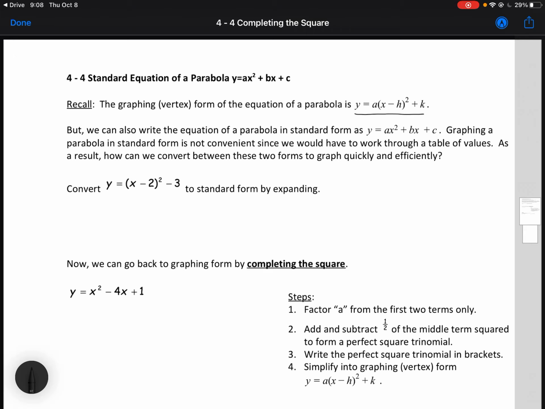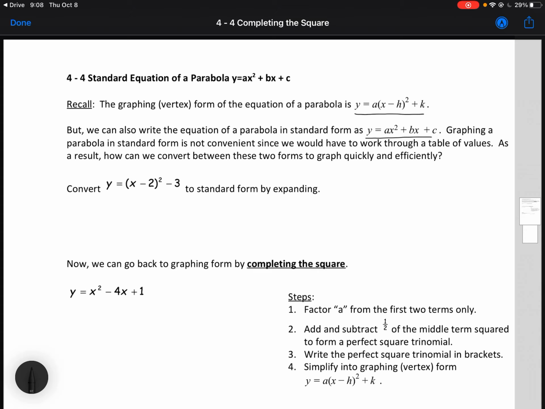Just like an equation of a line, we can also write the equation of a parabola in standard form, but it's not very convenient when we have the equation because we'd have to go through a table of values. What we want to do is be able to convert between the two forms quickly and efficiently.